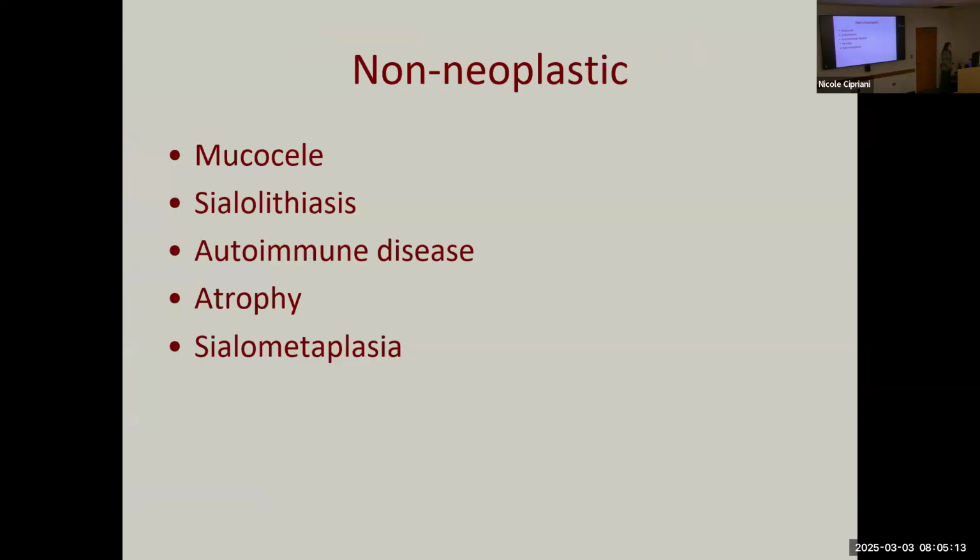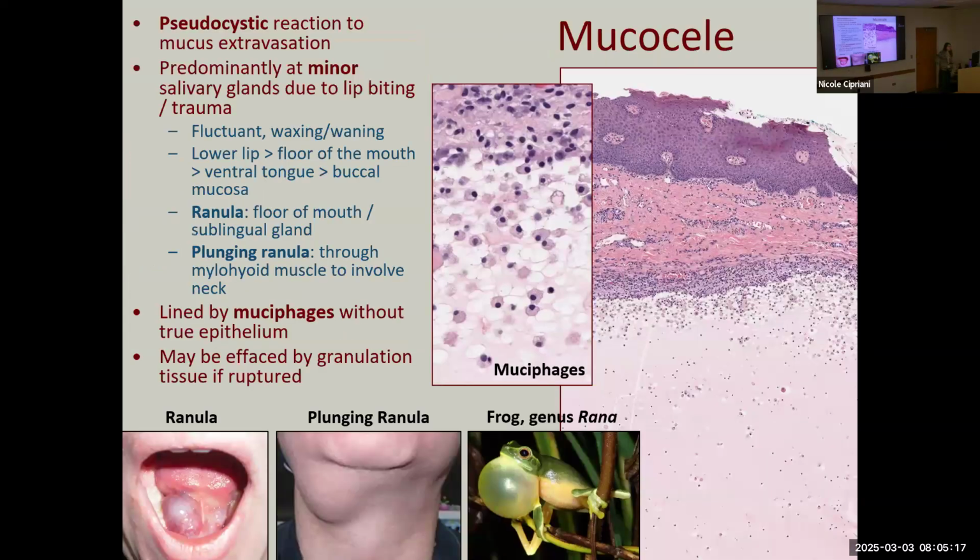Okay. So non-neoplastic begins. One of the more common things that you'll see in the oral cavity might be a mucocele. This is basically a pseudocystic reaction to extravasated mucus, in which you have these pools of mucin, and at the edge is just sort of fibrous tissue and these macrophages. The macrophages have ingested the mucin, so we call them mucophages.